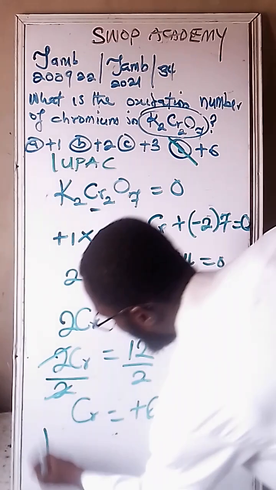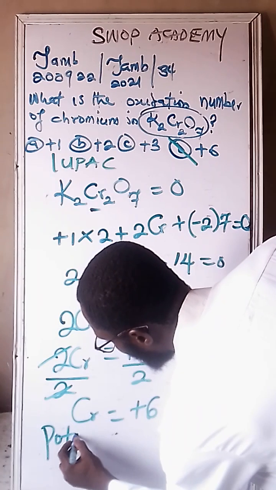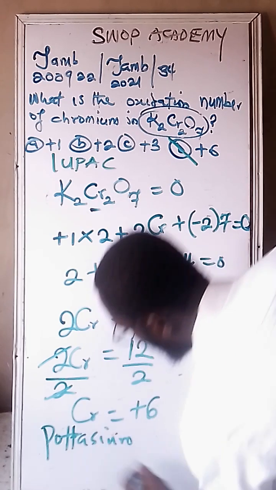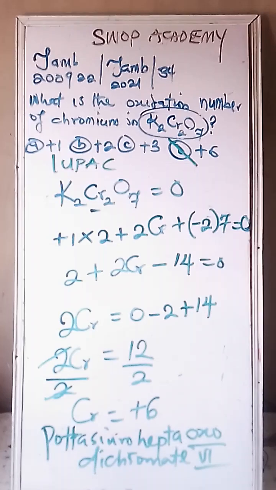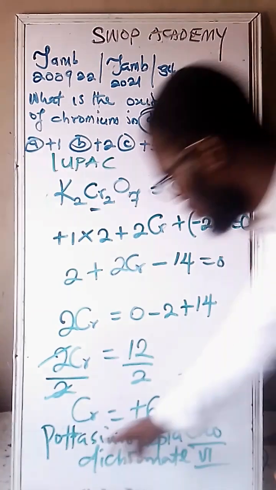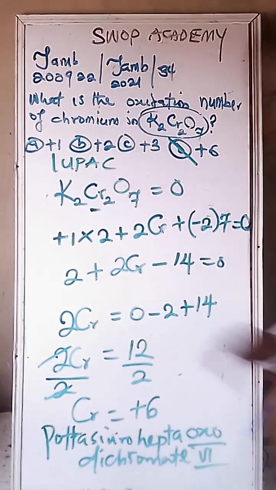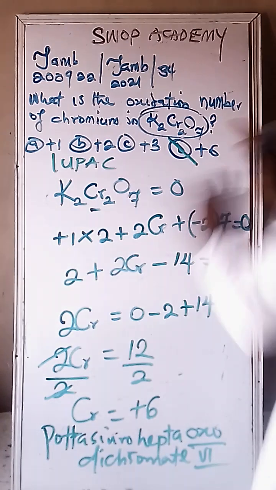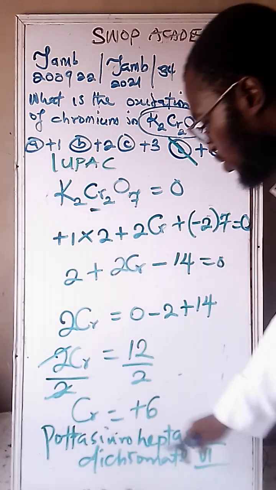Potassium, heptaoxo, dichromate. That is just that. These are the 3 questions they can ask: the oxidation state of any of these, and the IUPAC name.